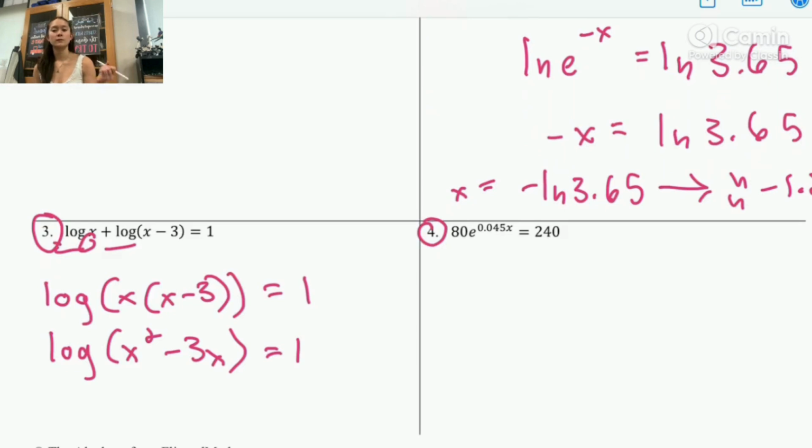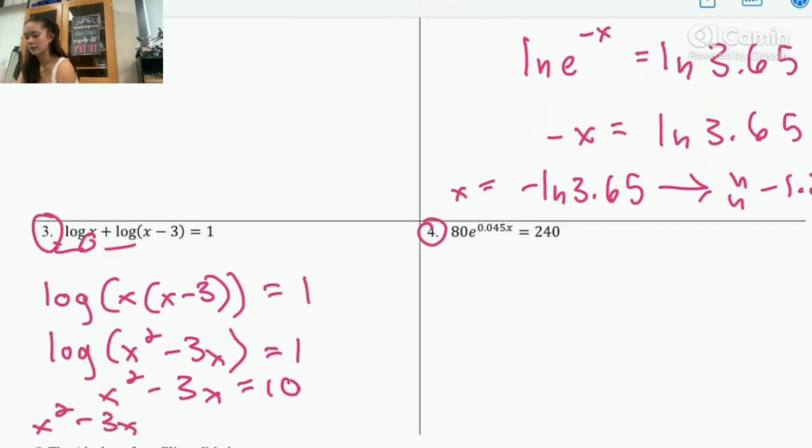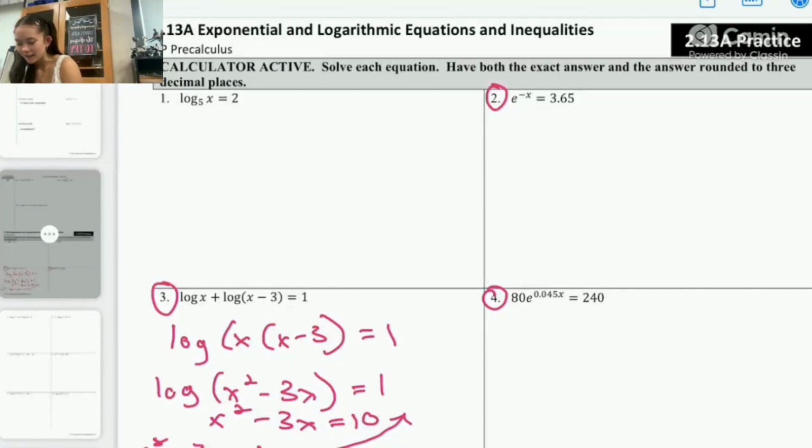And when you don't have a specified number on the bottom, it's always going to be 10 for logs. So you can assume that 10 to the power of 1 is just 10, because anything to the power of 1 is itself. So you can make that x squared minus 3x equals 10. And then you're going to bring that to the other side. So x squared minus 3x minus 10. That's going to give you x minus 5, we'll put these in parentheses, and x plus 10.